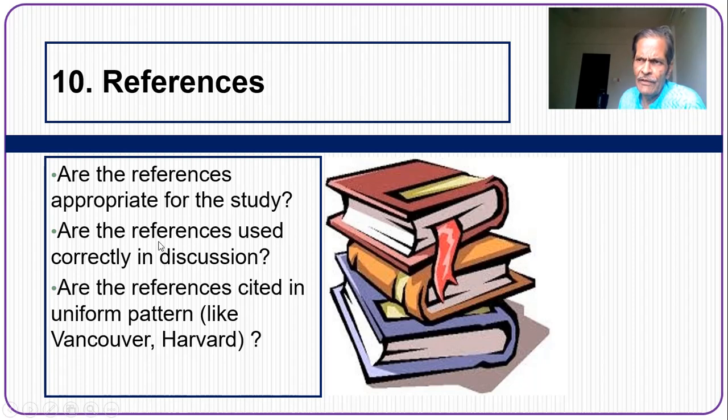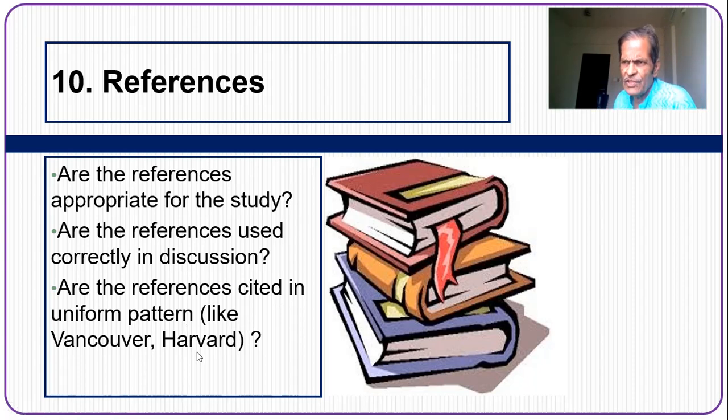So 10 and 11 were only taken to enlarge the references list. Such tactics are adopted by the authors, and these are not good practices. So are the references used correctly in the discussion, and are the references in a uniform pattern? There are different patterns like Vancouver or Harvard.